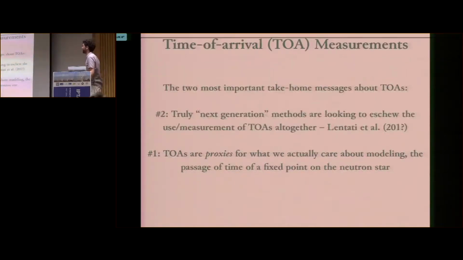This is very important. I would say the two most important take-home messages about TOAs, number 2, which we haven't talked about, is basically forget TOAs. The next generation of pulsar timing may try to avoid measuring TOAs directly. And there are some papers by Lentati et al. on this subject. But the other take-home is what TOAs are a substitute measurement for. We are absolutely interested in trying to measure the passage of time of a point on the neutron star surface.